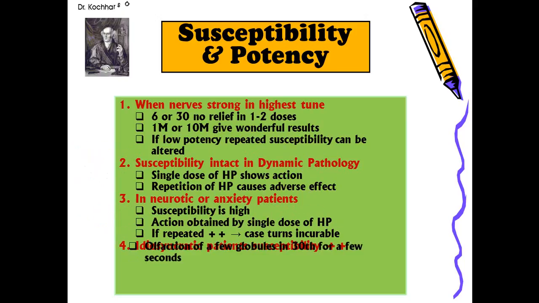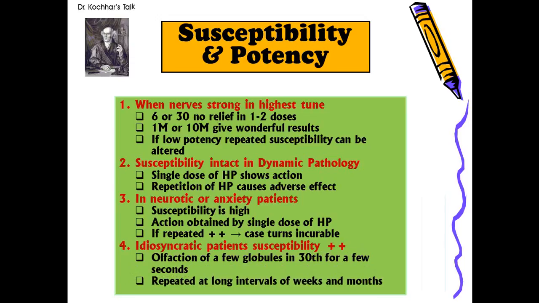The fourth premise is idiosyncratic patients, not allergic patients. Idiosyncrasy is a typical constitutional fault in which the patient reacts to each and every medicine in every dose. In them, susceptibility is very high. So olfaction of a few globules of 30th potency, kept before the nostril for a few seconds, is sufficient, and it should be repeated at long intervals of weeks and months. There are a few patients who are idiosyncratic, and on them this olfaction experiment should be done. Is it understood?